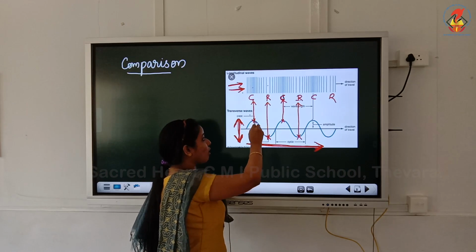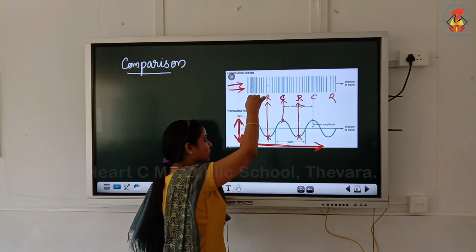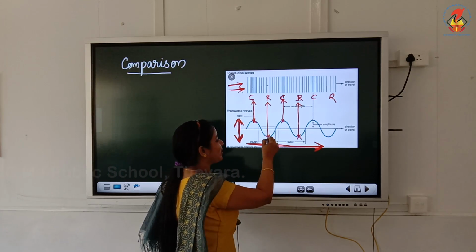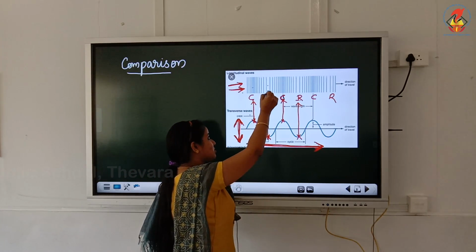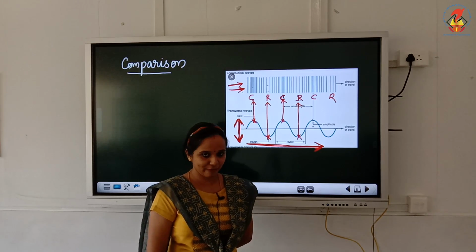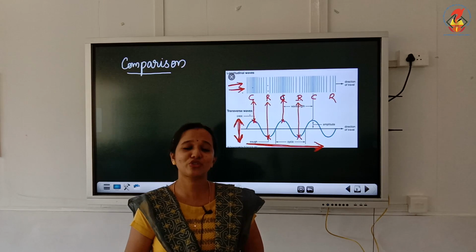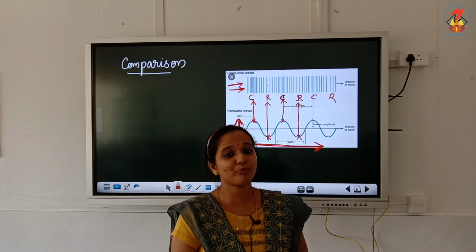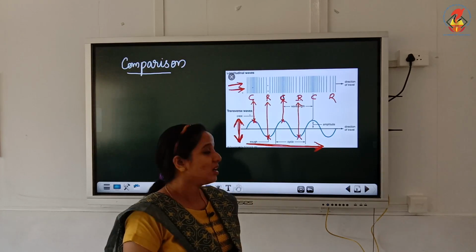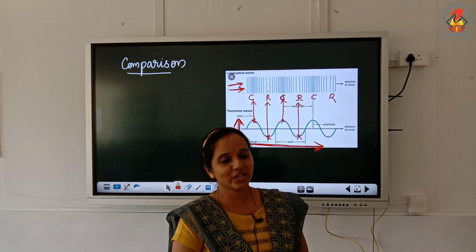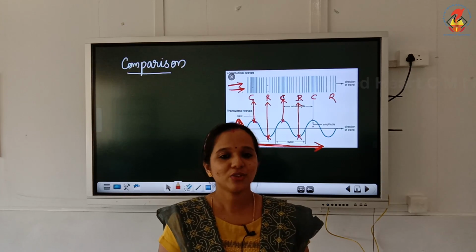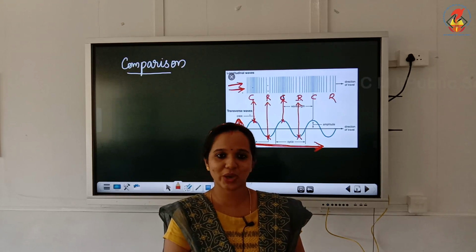The crest of the transverse wave corresponds to the compression of the longitudinal wave, and the trough of the transverse wave corresponds to the rarefaction of the longitudinal wave. And the sound wave through air is an example of a longitudinal wave, which creates a series of compressions and rarefactions. Hope the difference between transverse and longitudinal waves is clear.